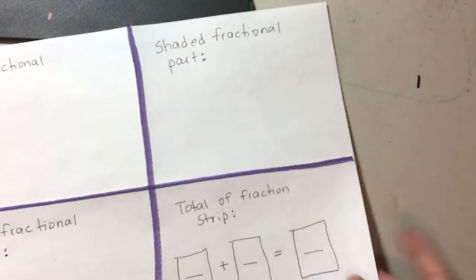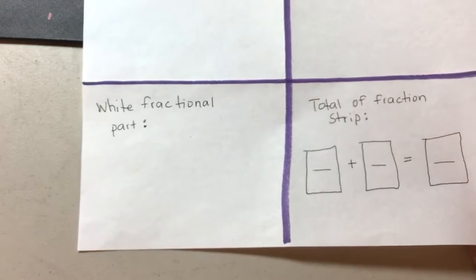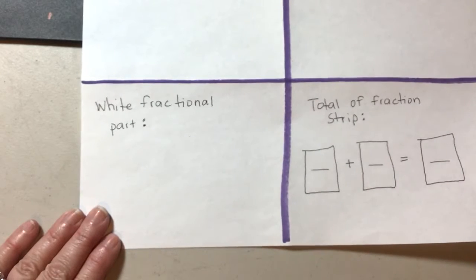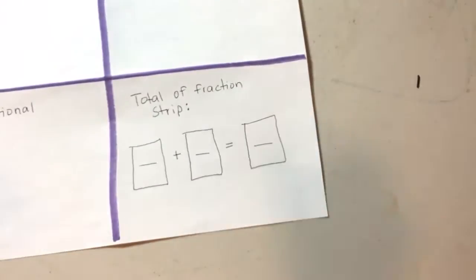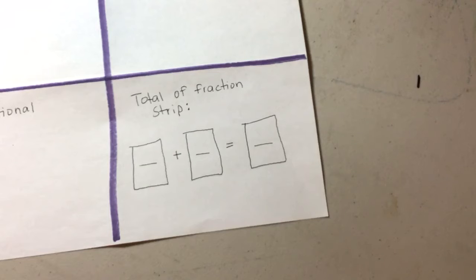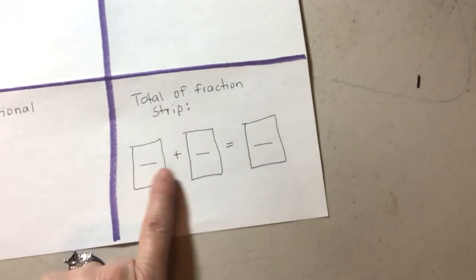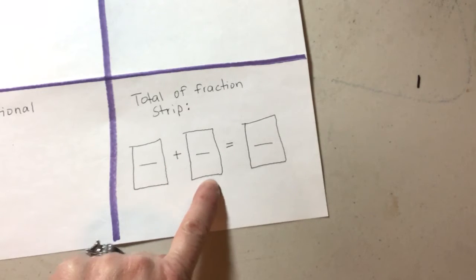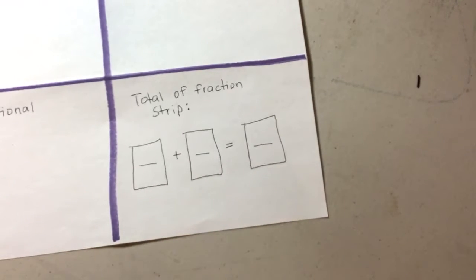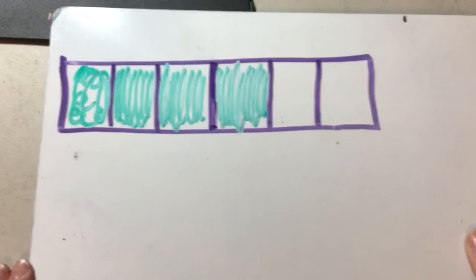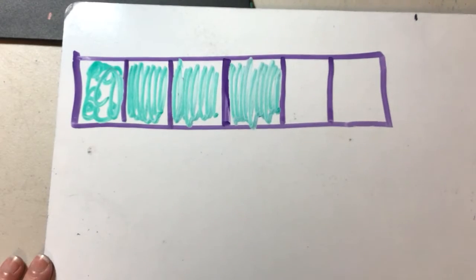All right, over here in this bottom corner, the white fractional part. Pause the video if you need to, and then here, total of the fraction strip. So you've got a box, and there's your fraction line, plus a fraction equals this fraction. Pause the video if you need to so that you can draw those. All right, so I want you to consider this fraction right here.